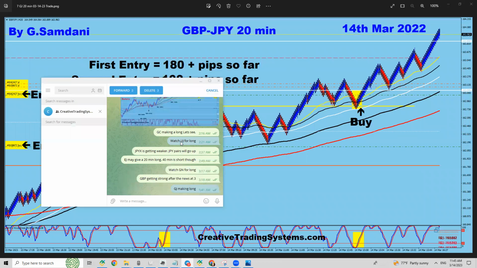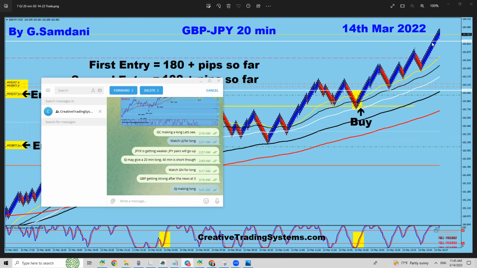I put "watch UJ for long." That was 2:21 a.m. last night. And then yen is getting weaker, yen pairs will go up. I posted that. And then finally, I posted GJ making a long. I was talking about this one.